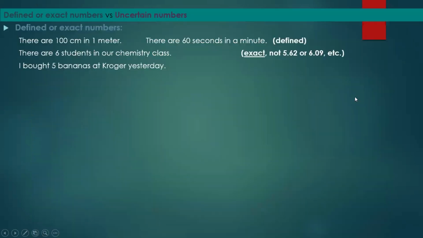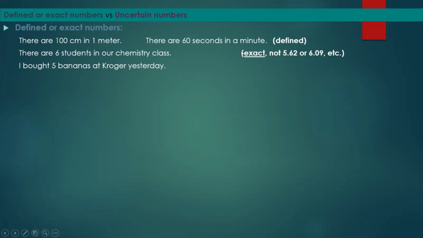All right. Now we want to talk about defined or exact numbers versus uncertain numbers. So defined or exact numbers are going to be very accurate and precise, both things. So we know that the definition of 1 meter is that it's 100 centimeters. And anytime we have 100 centimeters, it's going to be 1 meter. We know that there are 60 seconds in a minute.